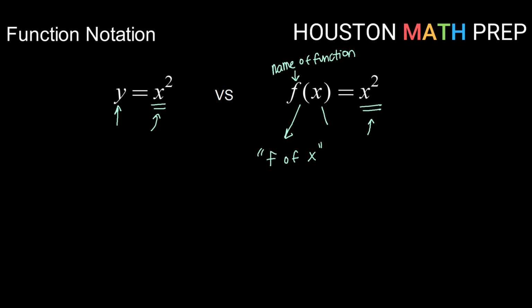And then in parentheses, we have our input value there. So f of x equals x squared tells me that into the function f, when I input an x, I get an output of x squared. So function notation gives me the name of the function, but it also shows me the input at the same time as I can see the output. So let's take a look at that function notation in action.